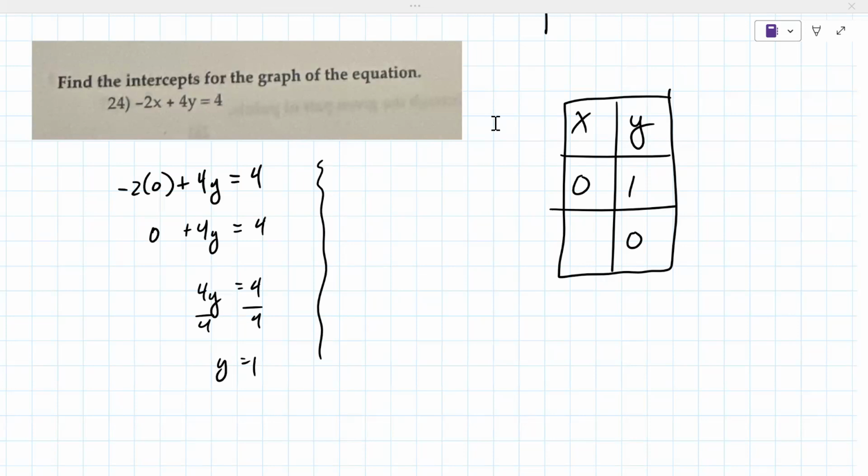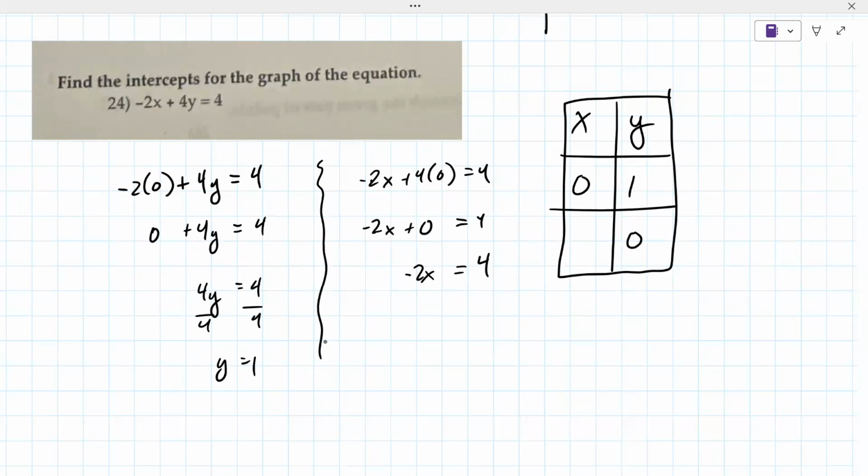X would equal 4. So did you write -2x plus 4 times 0 equals 4? Yes. Okay, what is 4 times 0? 0. Okay, what is -2x plus 0? -2x. You're adding nothing to it, so it keeps staying the same.